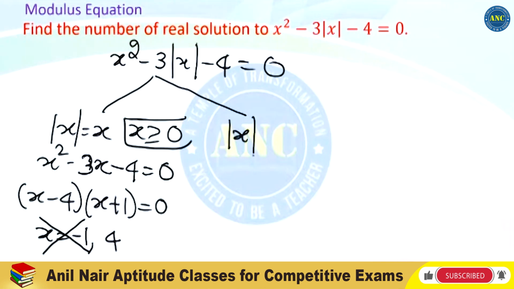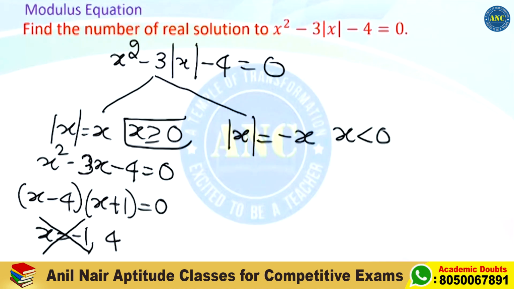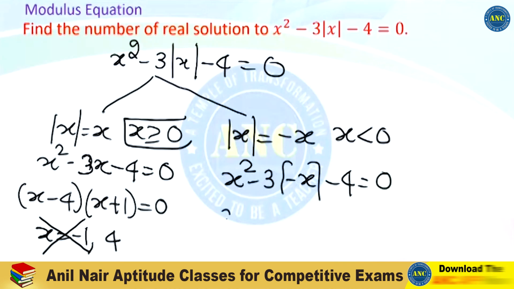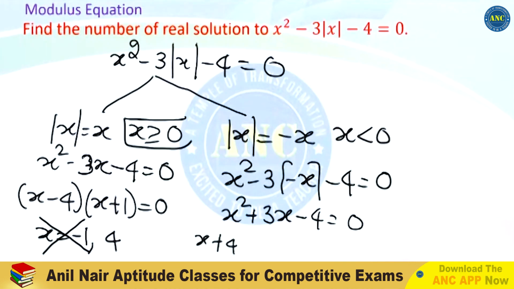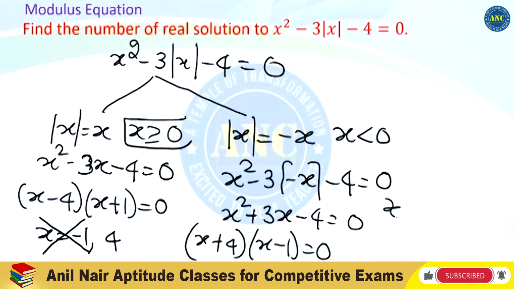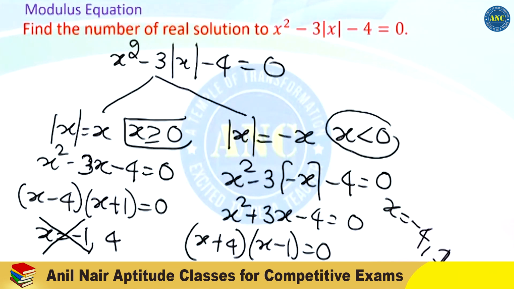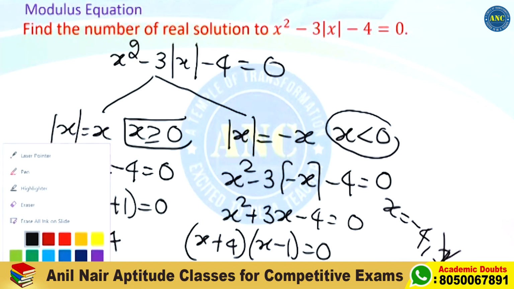Similarly, mod x equivalent to minus x when x is less than 0. So these are nothing but x square minus 3 into minus x minus 4 equivalent to 0. X square plus 3x minus 4 equivalent to 0. This is nothing but x plus 4 into x minus 1 equivalent to 0. X equivalent to minus 4 and 1. X less than 0, 1 cannot be possible. Very, very beautiful question, sir. 1 cannot be possible, right?